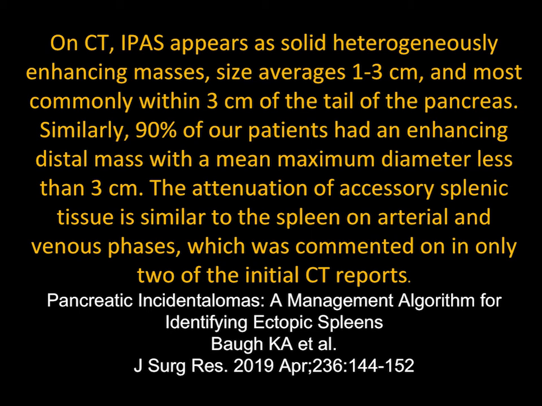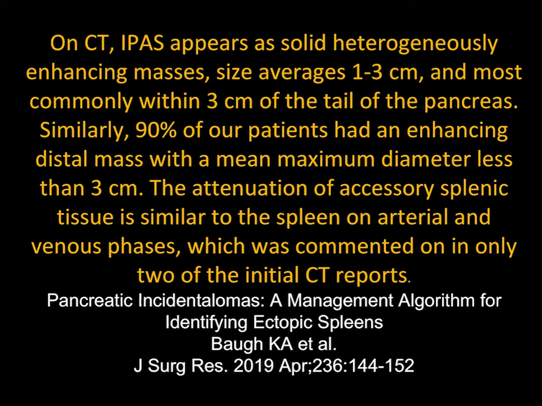Intrapancreatic accessory spleens appear as solid heterogeneous enhancing masses, 1 to 3 cm, most commonly within 3 cm of the tail of the pancreas. 90% of our patients had an enhancing mass with a maximum diameter under 3 cm. The attenuation of the accessory splenic tissue is similar to the spleen on arterial and venous phases, which was only commented on in 2 of our initial CT reports.